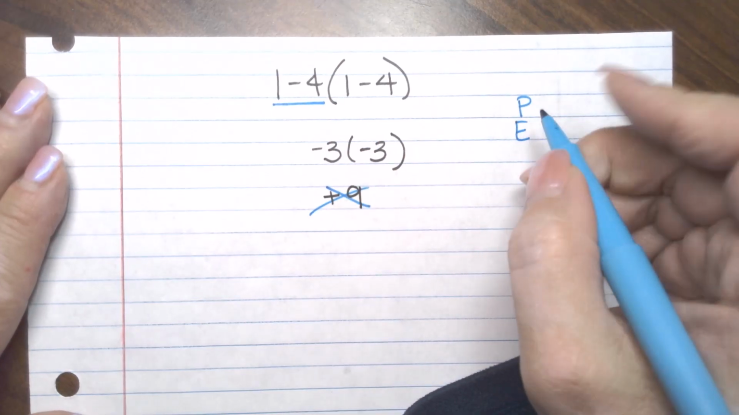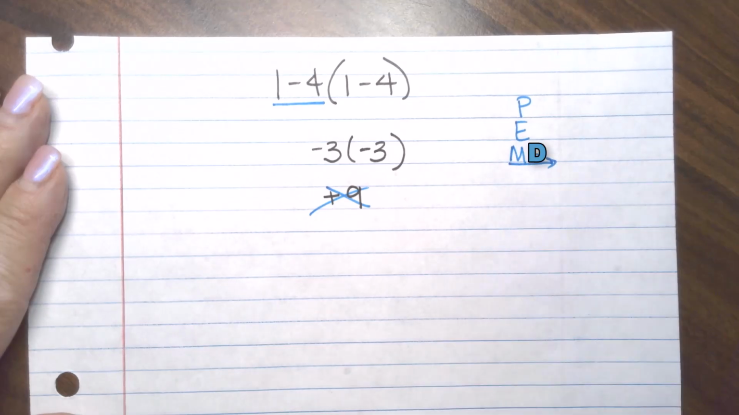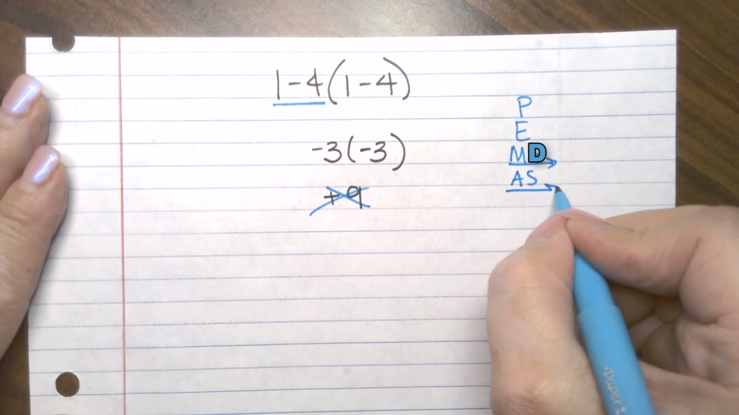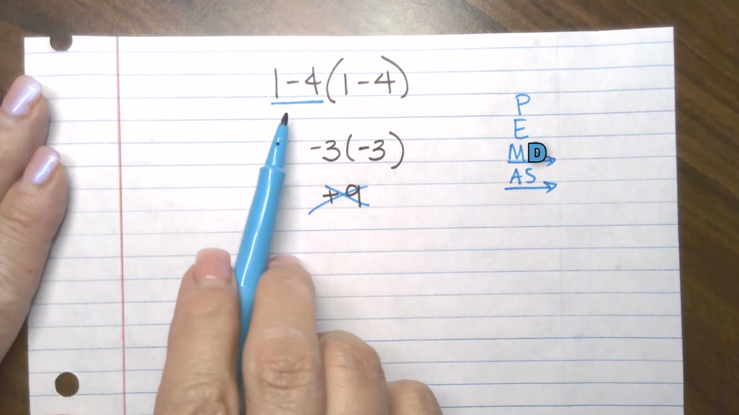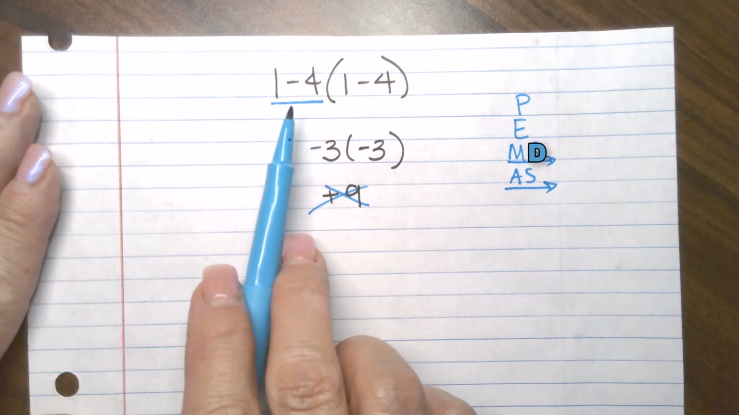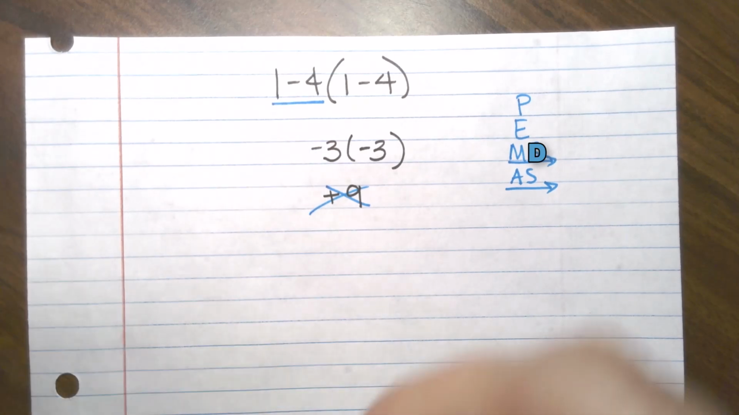Then you would do exponents. Then you do multiplication and division in order from left to right. And then you would do adding and subtracting in order from left to right. So that was my fatal error right there. That subtraction should have been happening last. So let's cover this up and redo it.